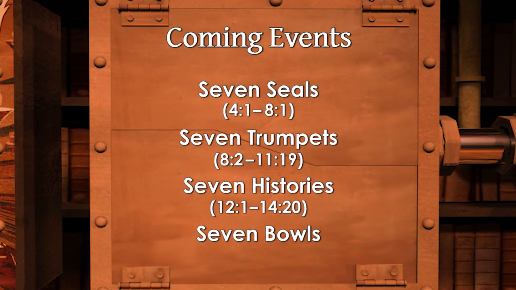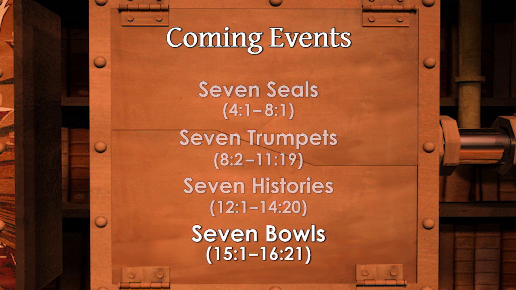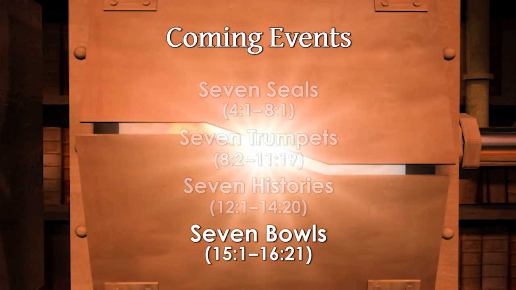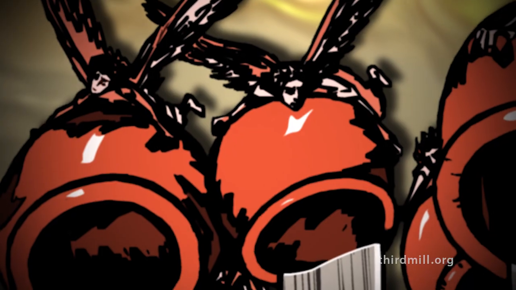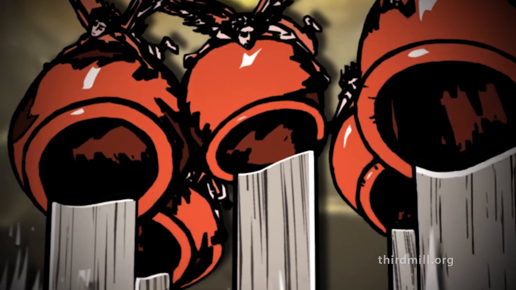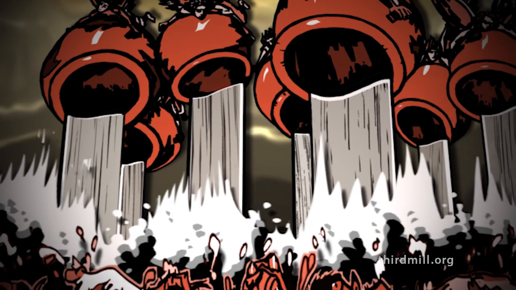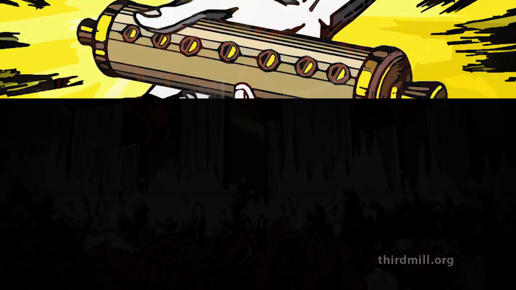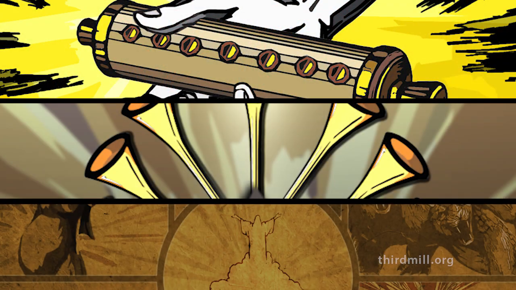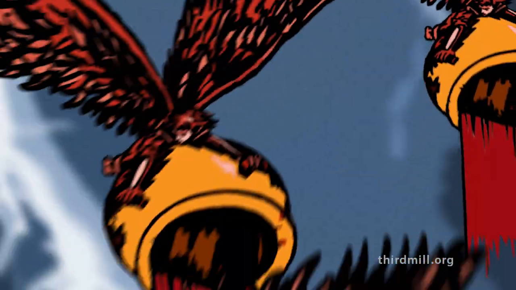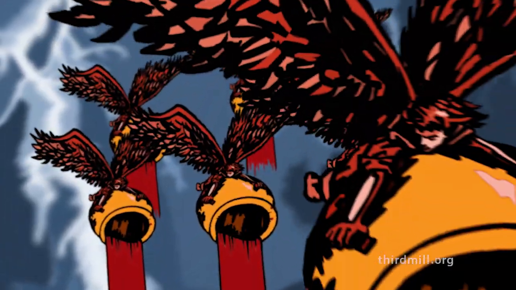Now that we've surveyed the seven seals, the seven trumpets, and the seven symbolic histories, let's turn to the fourth series of visions about coming events, the seven bowls of God's wrath in Revelation chapters 15 and 16. The vision of the seven bowls presents seven angels that pour out seven golden bowls of God's wrath against the wicked. This vision follows the same structure as the visions of the seals, trumpets, and histories. Six bowls are followed by an interlude, and then the seventh bowl is poured out.